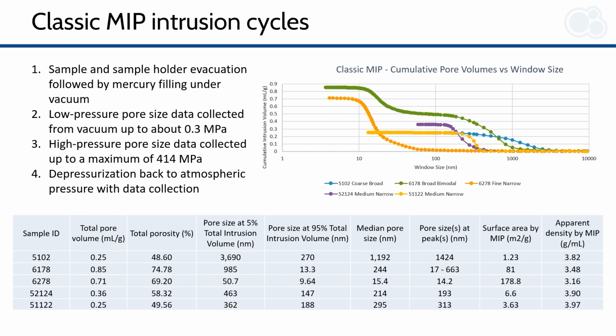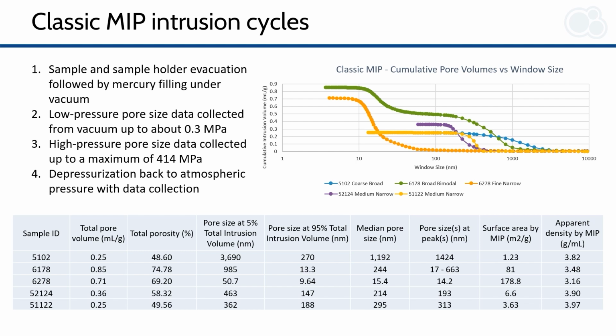Intrusion volumes are collected as a function of applied pressure over the entire range, low pressure and high, according to programming of the analysis protocol. In addition, the volume extruded from the sample is often recorded as the pressure is reduced back to atmospheric.